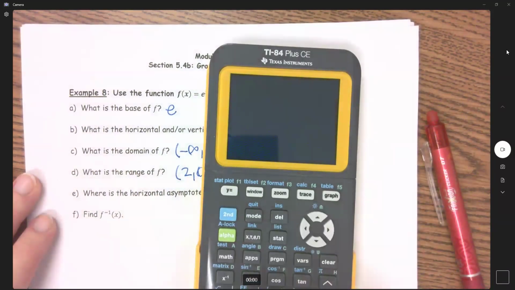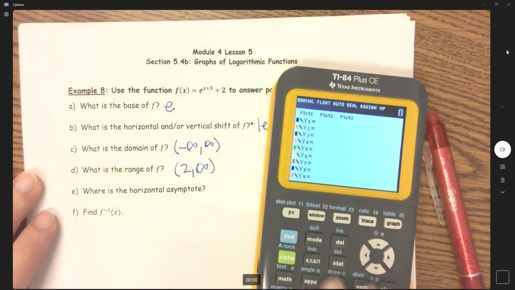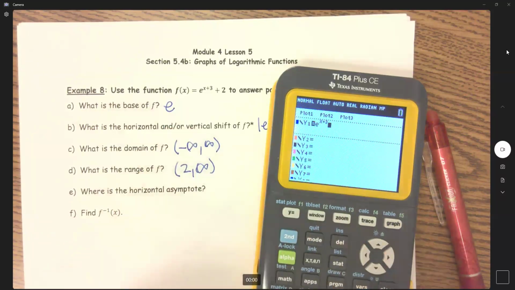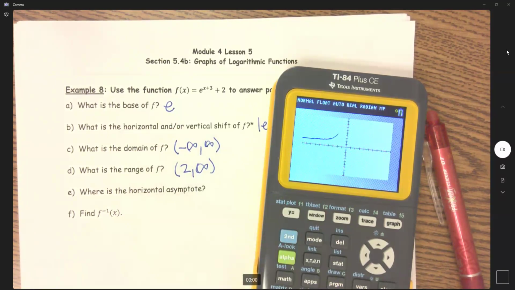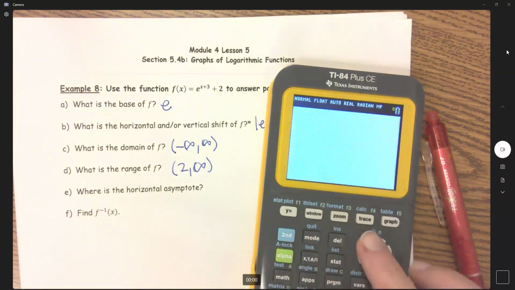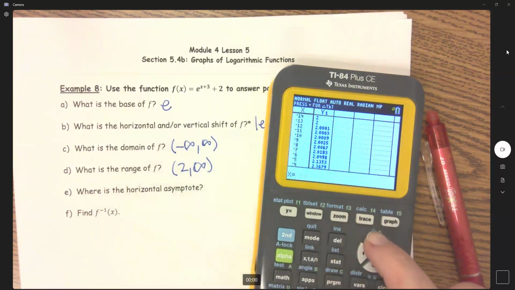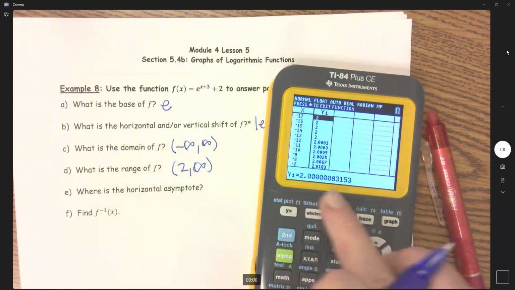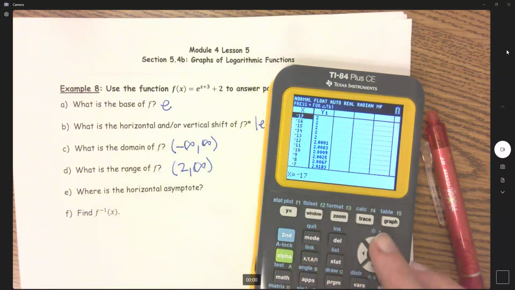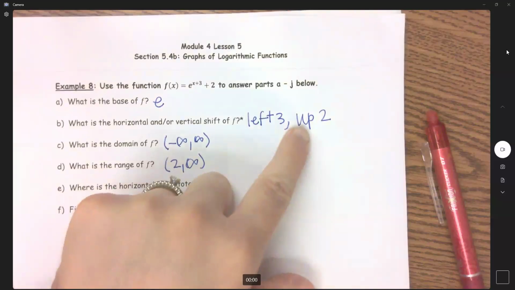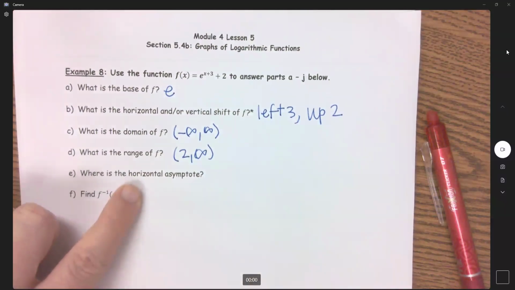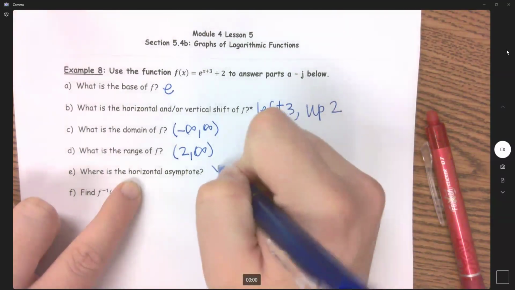So let's look at that real quick. If I graph this, e to the x plus 3 plus 2. There's my graph. And if I go to my table, you can see it's getting closer and closer to 2, where it's eventually going to round it to 2 because it's getting really close, but it's not actually 2. So they took that horizontal asymptote at 0 and shifted it up 2, since we're shifting our graph up 2. So that answers this one. Where's my horizontal asymptote? It's at y equals 2.